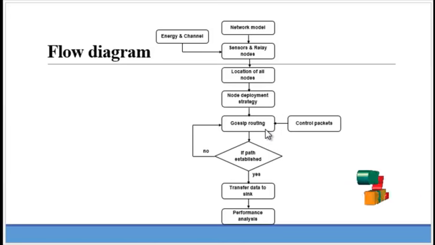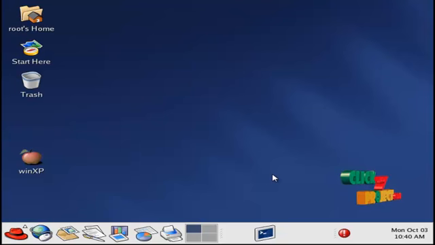Then the cosmic routing is performed, which is the additional work of our project. It gathers the control packet information and establishes the path. If the path is established, then it transfers the data to the sink. Else, it again performs the routing process until a feasible path is established. Finally, the performance of the proposed system is analyzed against the existing system, that is, the base paper. Now see the output demo.